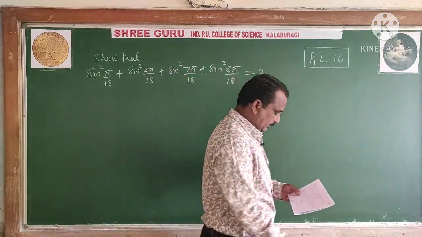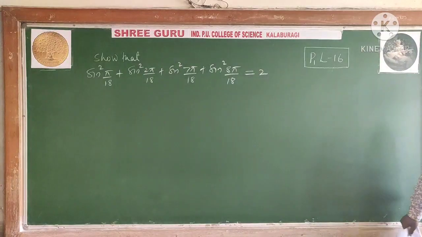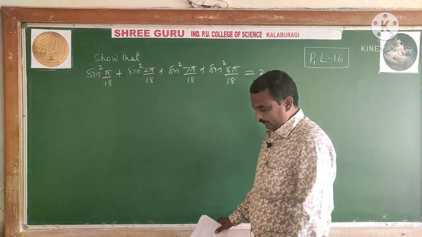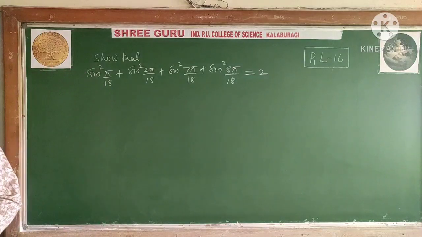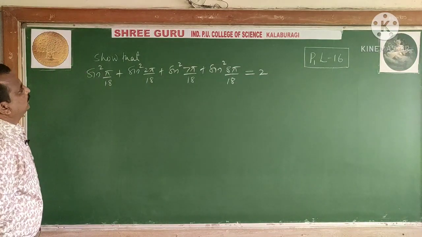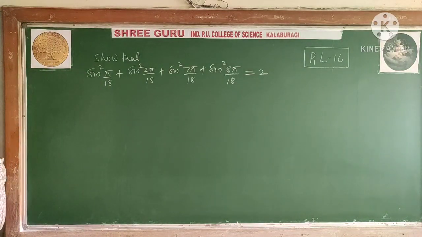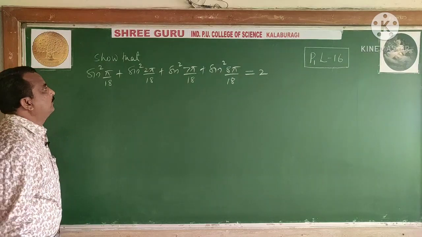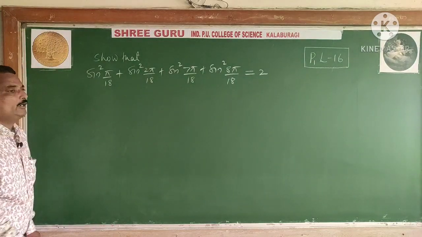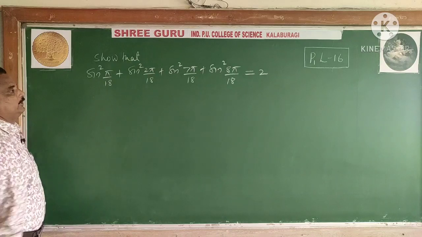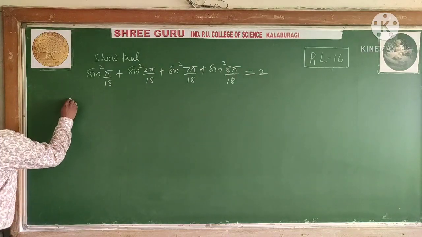Now see my friends, this example is also asked in the CET examination. Many times asked in the examination. We give 4 options, you know the CET type. So here, according to theory, we have given to show that it is equal to 2. Let us see, students.